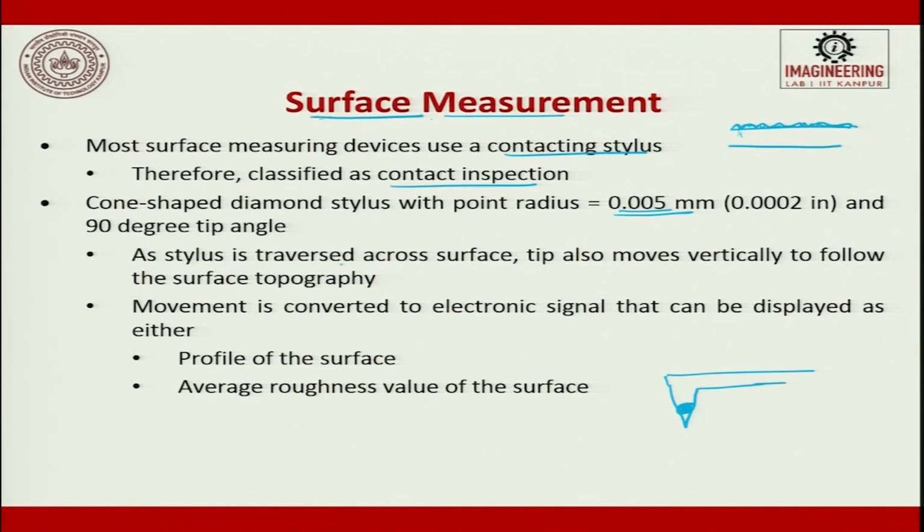As the stylus traverses across the surface, the tip also moves vertically. When it is scribed over the surface, the tip moves up and down vertically to follow the surface topology.